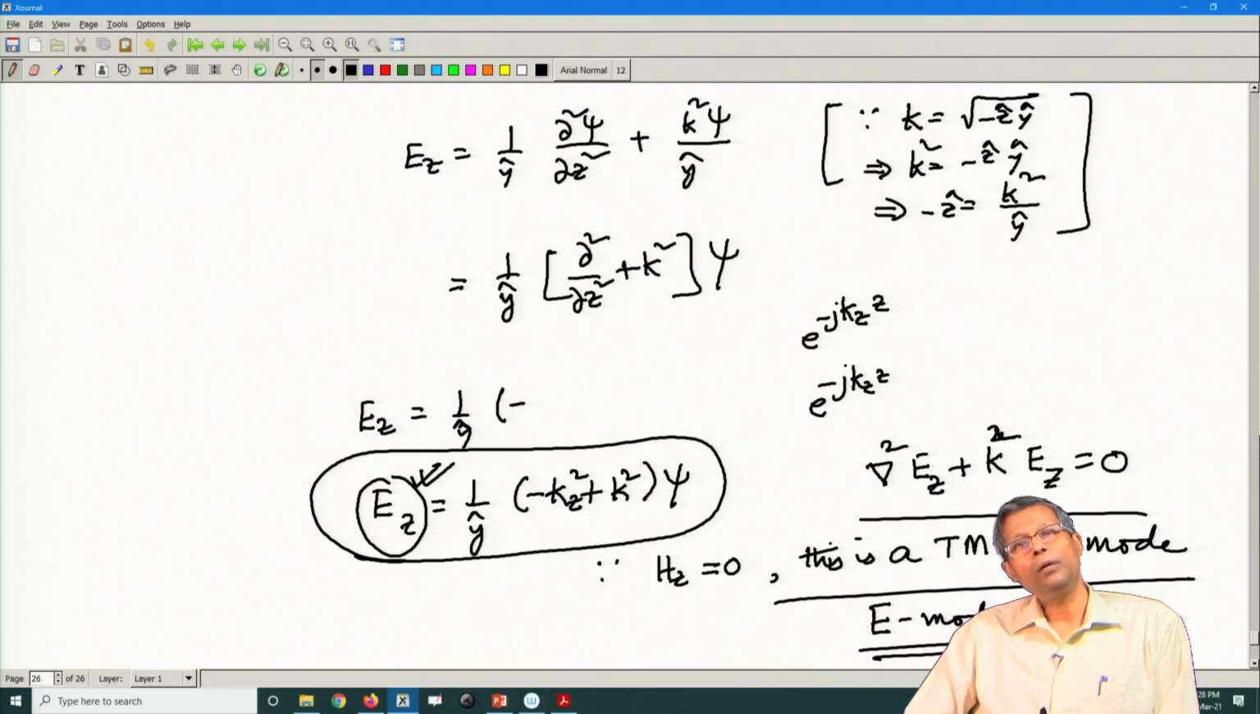So, like the T m to Z mode, if I had chosen A is equal to ux psi, I would have come to the T m to x mode where Ex is 0, or if I had chosen A equal to uy psi, I would have come across the fields of the type which are T m to y, in which Hy is 0.